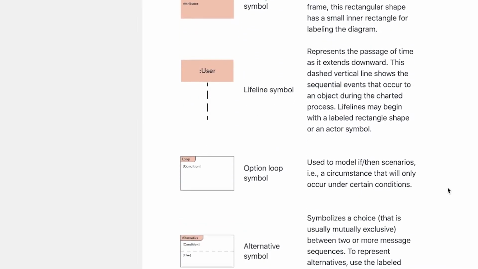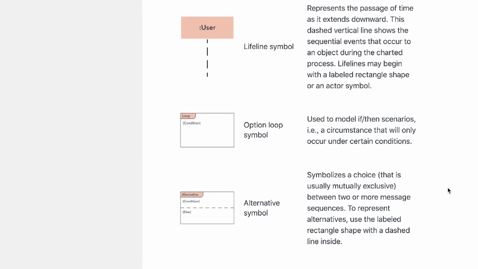Next, we've got conditional symbols. So option loop is one symbol where there is a loop, and alternative symbols represent an if-else statement, which are typically mutually exclusive. So if this happens, then this condition is true, else this condition is true. Those are pretty much the common types of symbols in sequence diagrams.